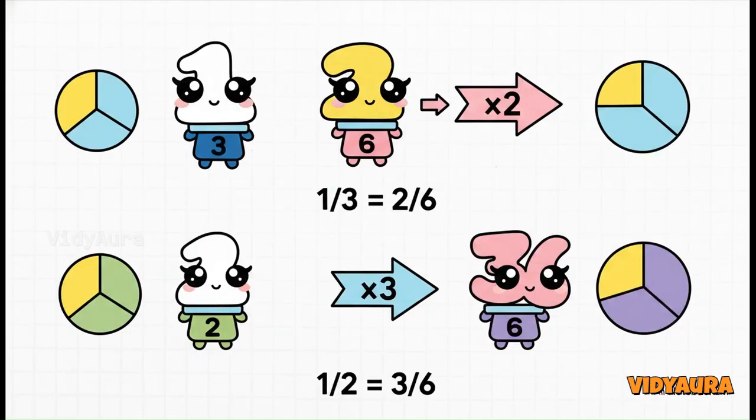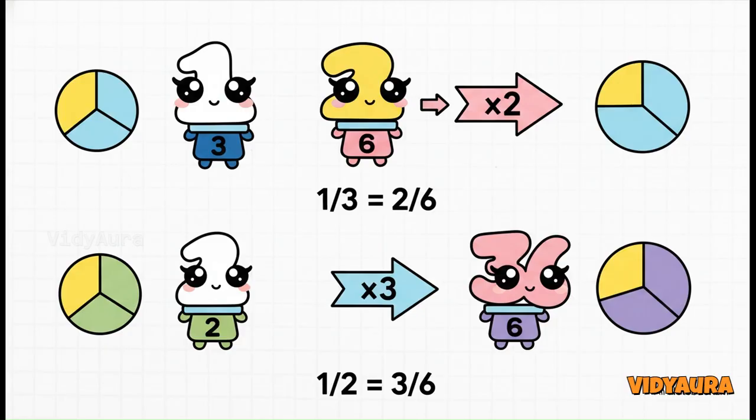Step 2. Now we need to turn our old fractions into new ones that both have 6 at the bottom. We call these equivalent fractions. Let's start with 1/3. How do we turn the 3 into a 6? We multiply by 2, right? Well, the rule is whatever you do to the bottom, you have to do to the top. So 1 times 2 is 2. That means 1/3 is the same as 2/6.